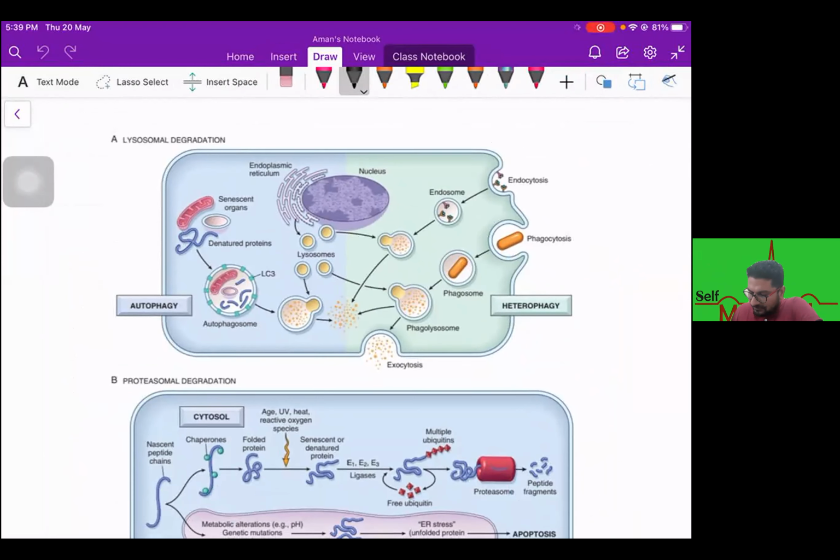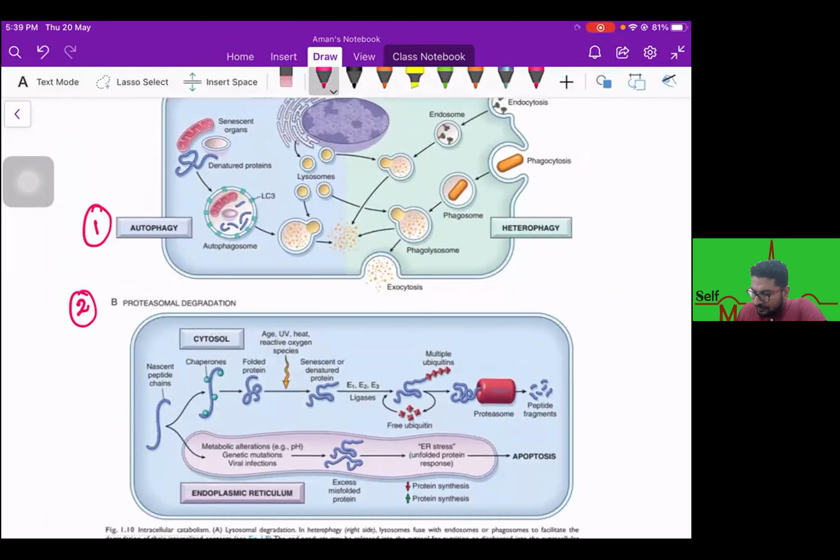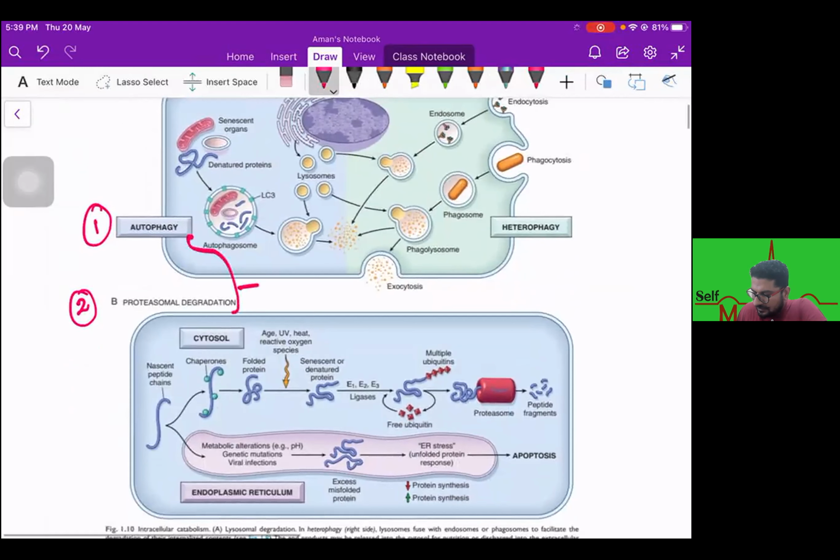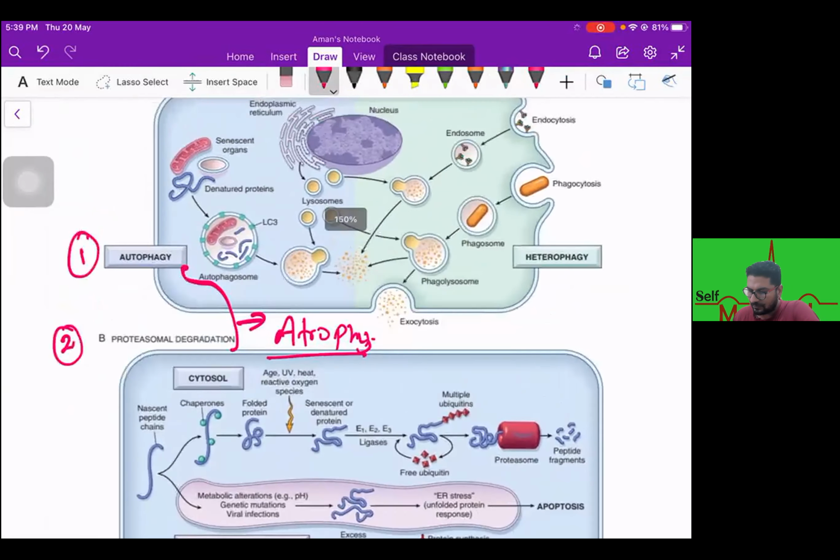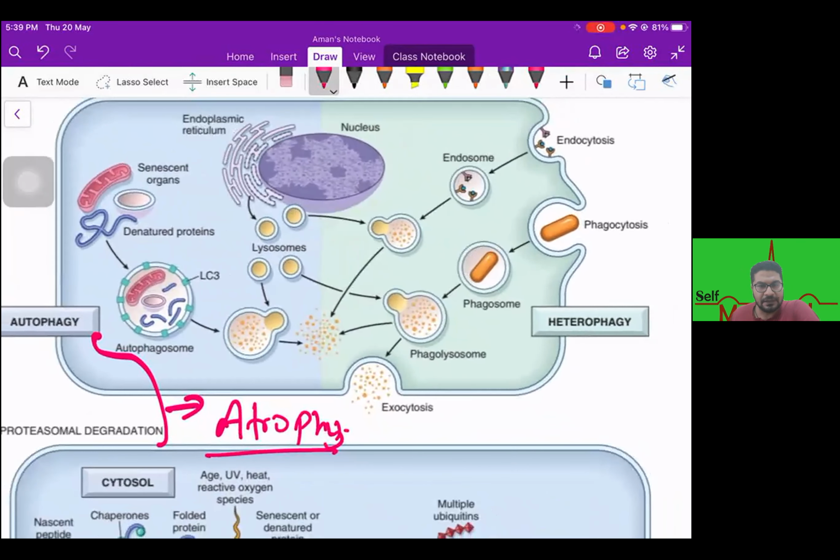There are two mechanisms. One is called autophagy, and the second is ubiquitin proteasome degradation. Understand this: these are two mechanisms that are responsible for causing atrophy. So atrophy is caused by two things, either by autophagy, which means there will be formation of autophagosomes, right? And ultimately they will lead to phagocytosis of the cells.